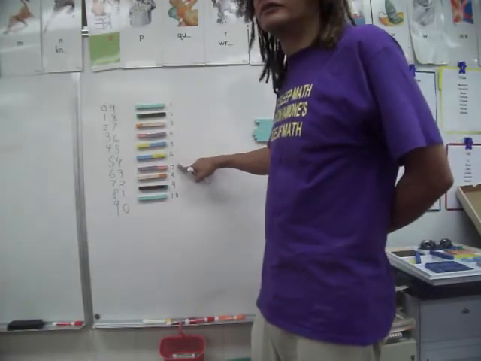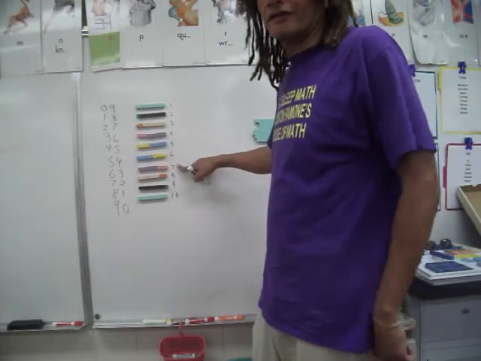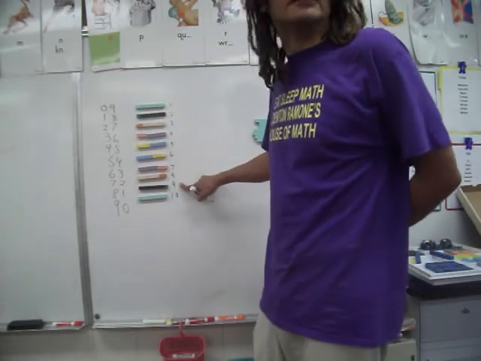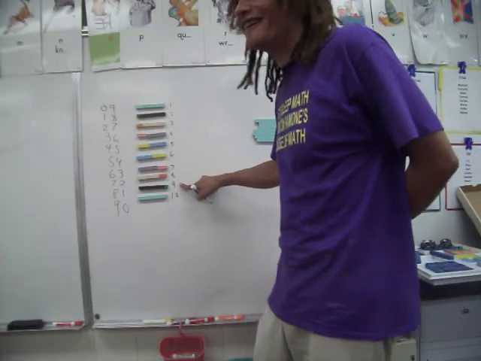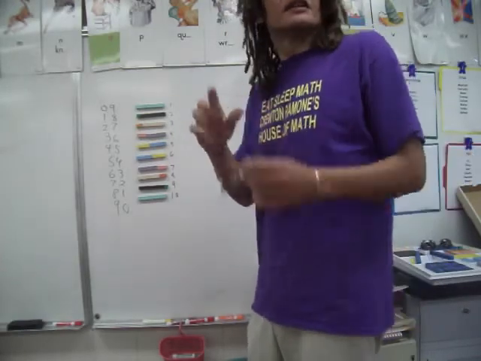How about 7 times 9? Go ahead. 63. Very good. How about 9 times 9? 81. Very good. And what shape is 9 times 9?